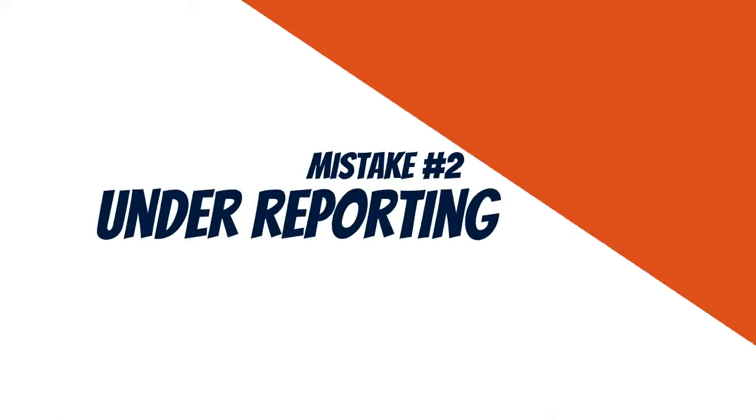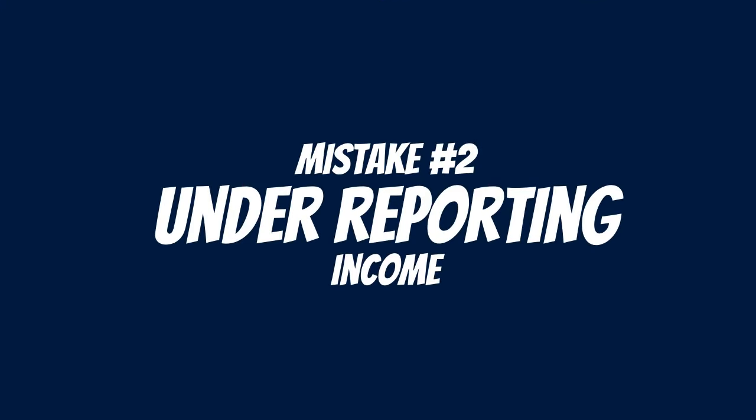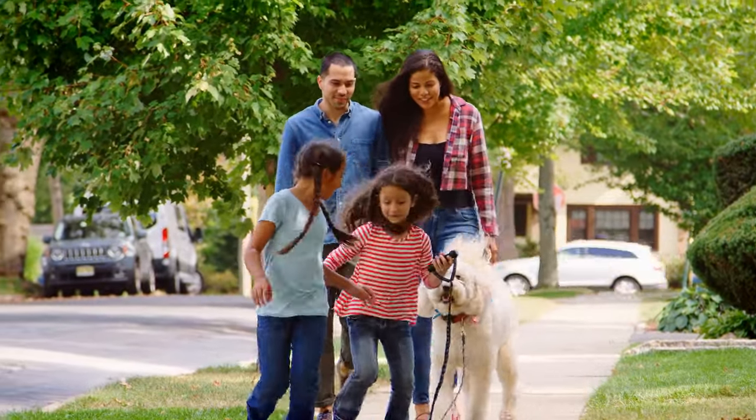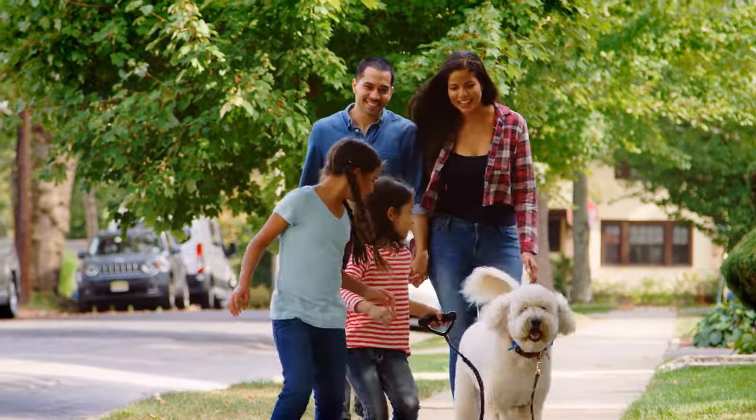The second biggest mistake that I see when people are enrolling in Obamacare is underreporting their income. So I'm sure you already know this. When you are enrolling in Obamacare, you have the opportunity to get a subsidy, which helps offset the cost of your monthly premium. The amount of the subsidy that you get is going to be based on your income and your household size. So the number of dependents that you have, whether or not you're married, and also your age.